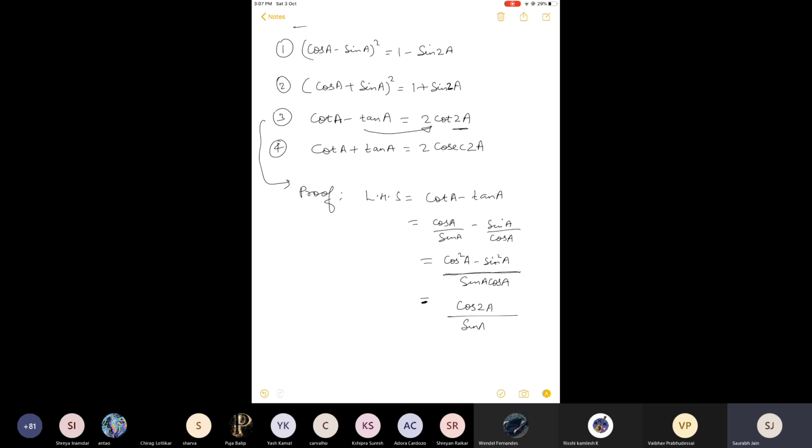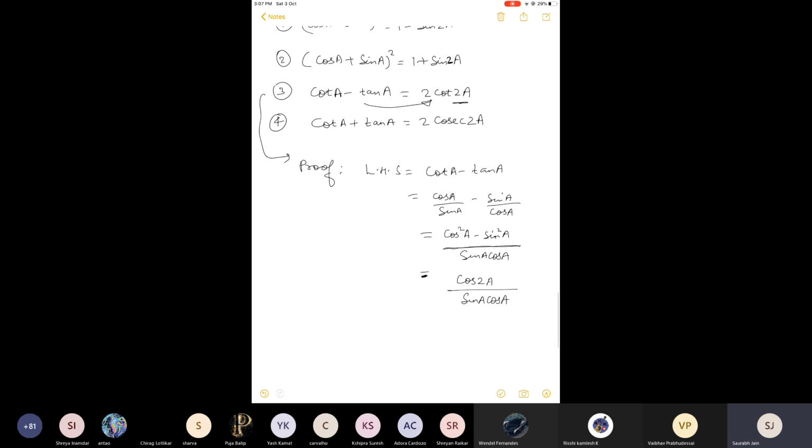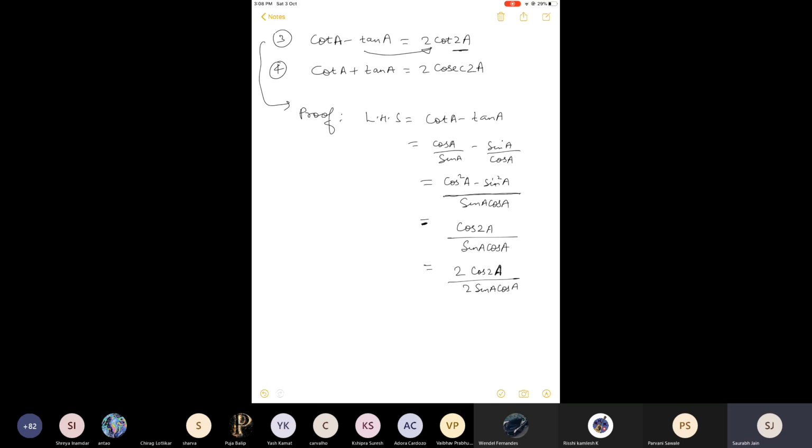Now can anyone tell me the next step by which we can reach the answer 2 cot 2A? Can anyone think of any step here? Multiplying numerator and denominator by 2. Very good. See, you will have to think like that. Do not think that you will learn all the questions and you will do well. I will give you such type of questions again and again where you have to apply. So multiply and divide by 2.